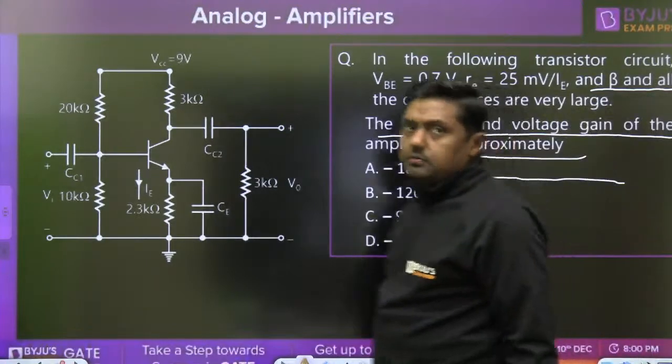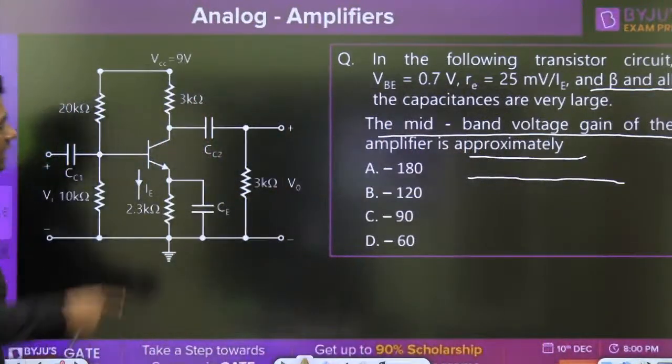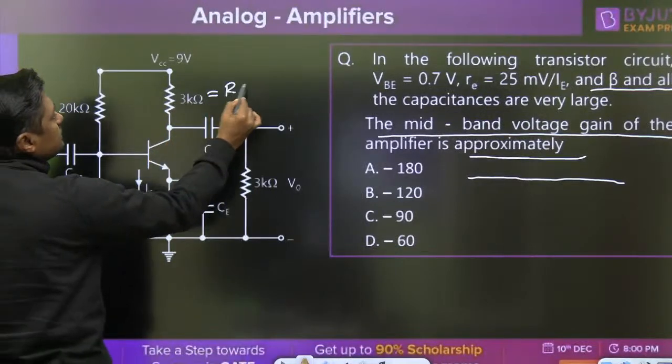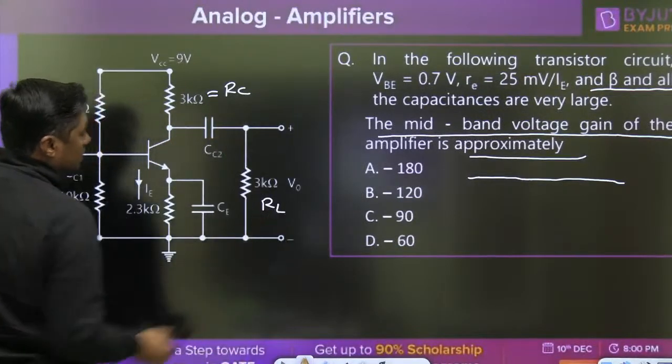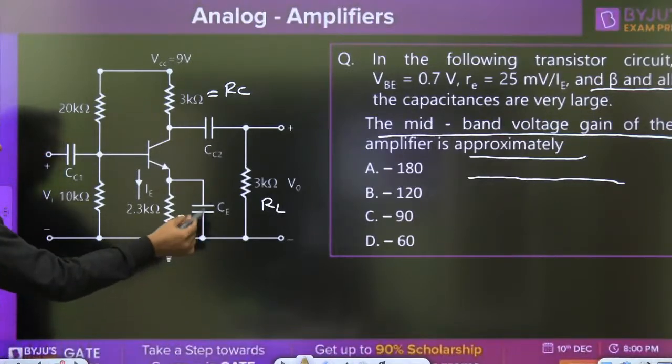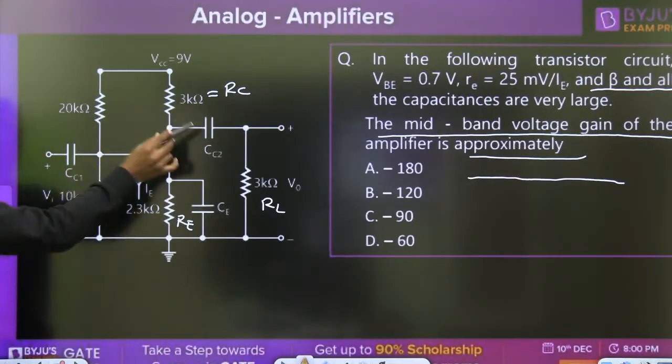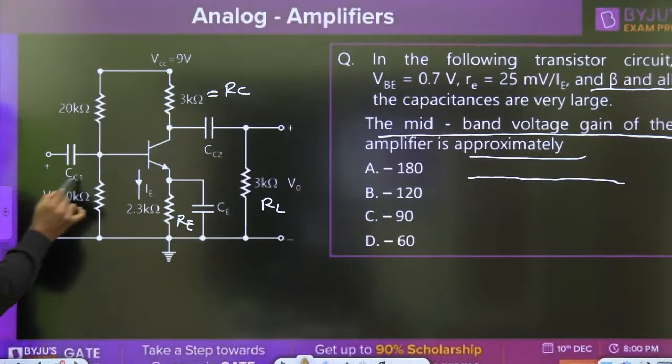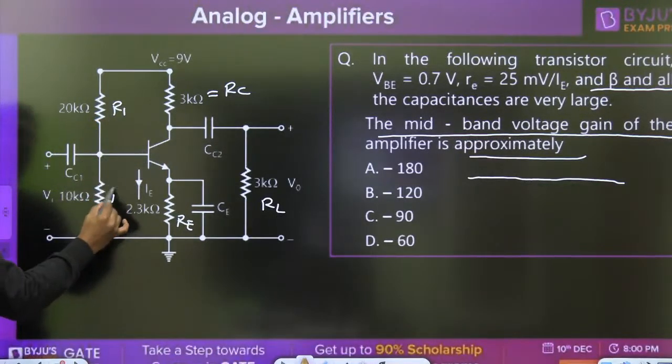Watch this diagram. RL is given here, RC is given here. This RE is bypassed with the capacitor C. Here there is no RS, VS is directly connected. This is R1, that is R2.